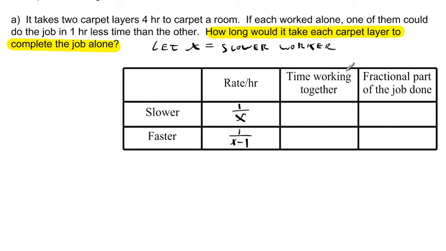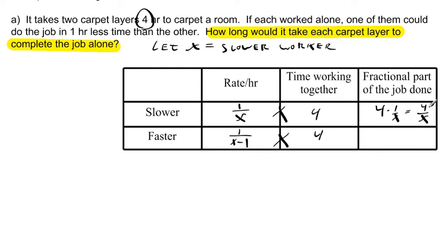Okay, so time working together. How fast can they do it together? Well, they can do it in 4 hours, and 4 hours. Those are always going to be the same. It's how long they can do it together. Now, the way you get this part is you multiply these two. What fractional part of the job do they actually get done? So you multiply 1 over x times 4. That's 4 times 1 over x, which is the same thing as just 4 over x, right?